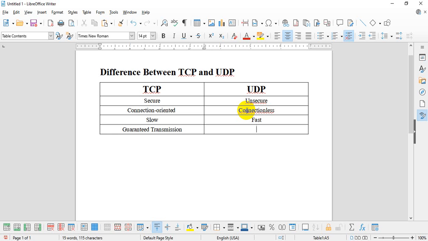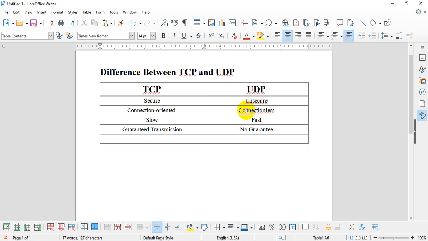And UDP does not guarantee that the packet sent by the sender will be received by the receiver. It does not guarantee because it is connectionless. It does not establish a connection between the sender and receiver before transferring any files, so it does not guarantee the transmission of the file.